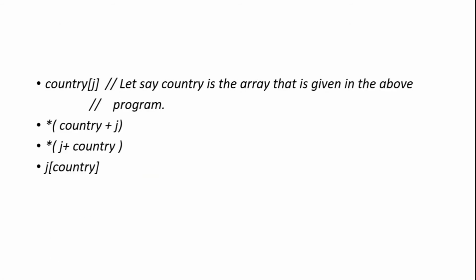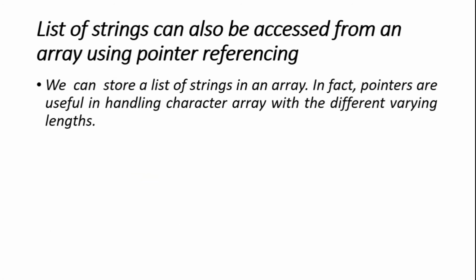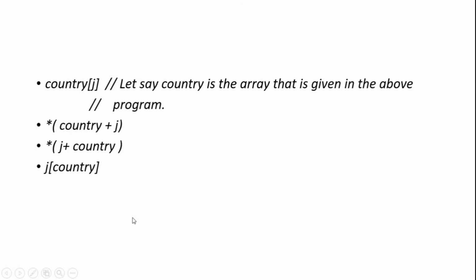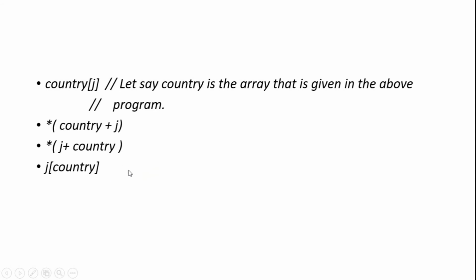Now if I want to do a similar kind of thing using a pointer, how can we do that? That we can see. Another thing, country[j] is synonymous with *(country+j), *(j+country), and j[country]. These three things are synonymous.